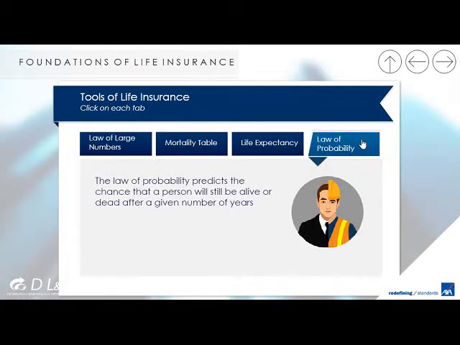Another example could be the probability of injury is higher for a construction worker than an office worker. Also, the probability of illness is higher for those who smoke and drink alcohol than those who lead a healthy lifestyle.